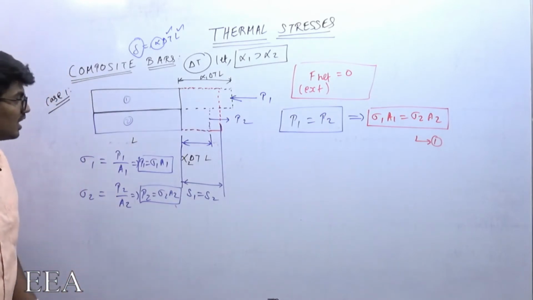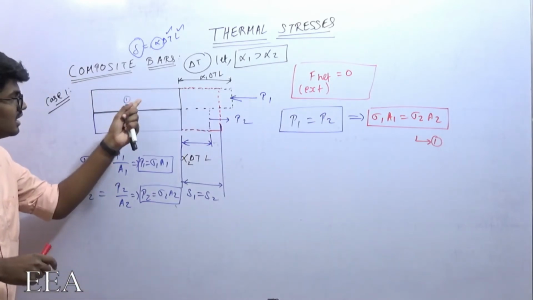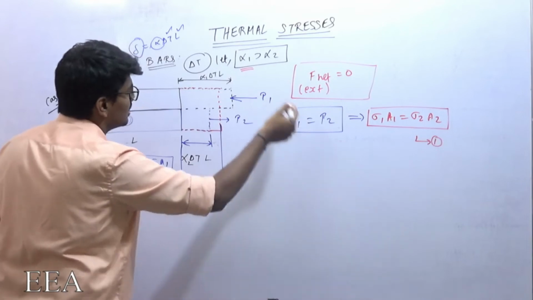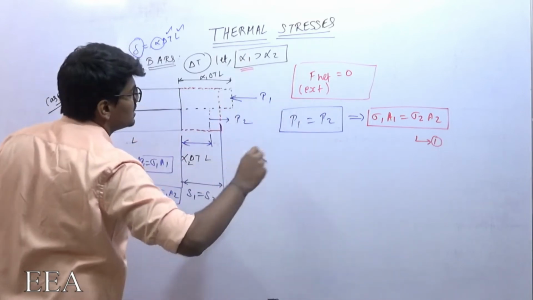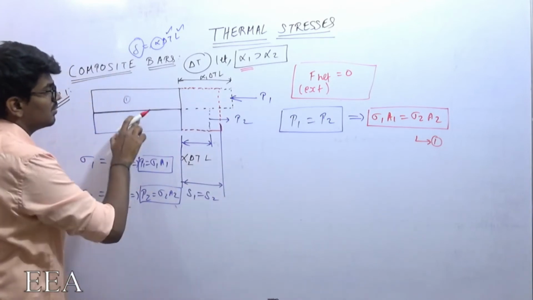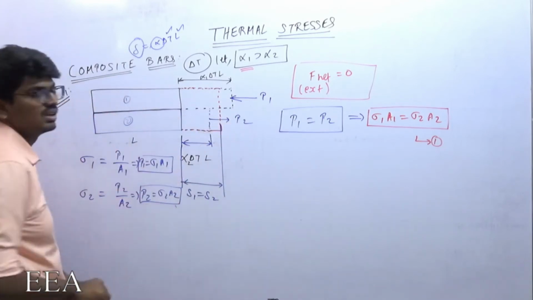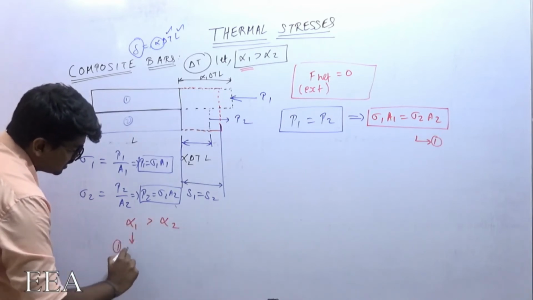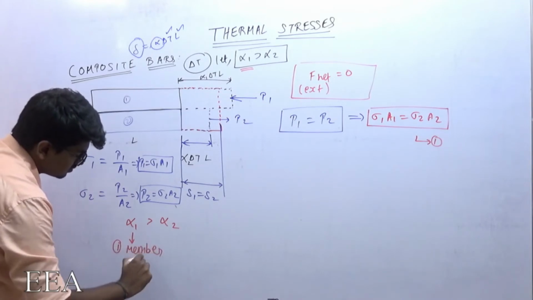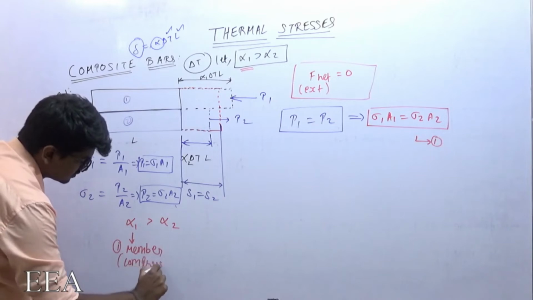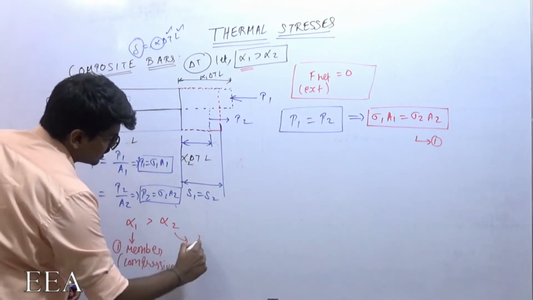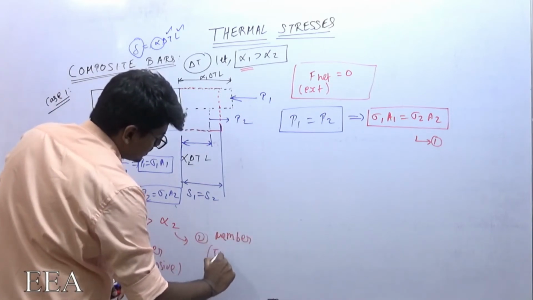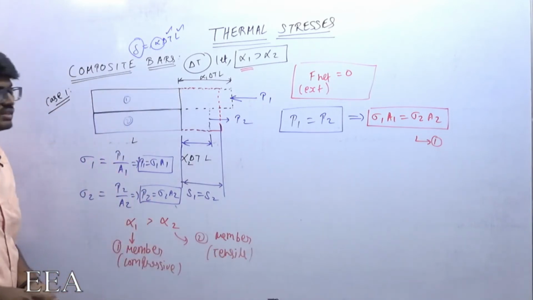And what type of stresses will be there in the first member? See, the first member is having higher thermal expansion coefficient. The member which has the more thermal expansion coefficient is subjected to compressive stress, and the member which has the less thermal expansion coefficient is subjected to tensile stress. You need to remember that clearly. So alpha 1 is greater than alpha 2. So the first member is compressive, and the second member, alpha 2 being less than alpha 1, is subjected to the tensile loading case, okay, right?